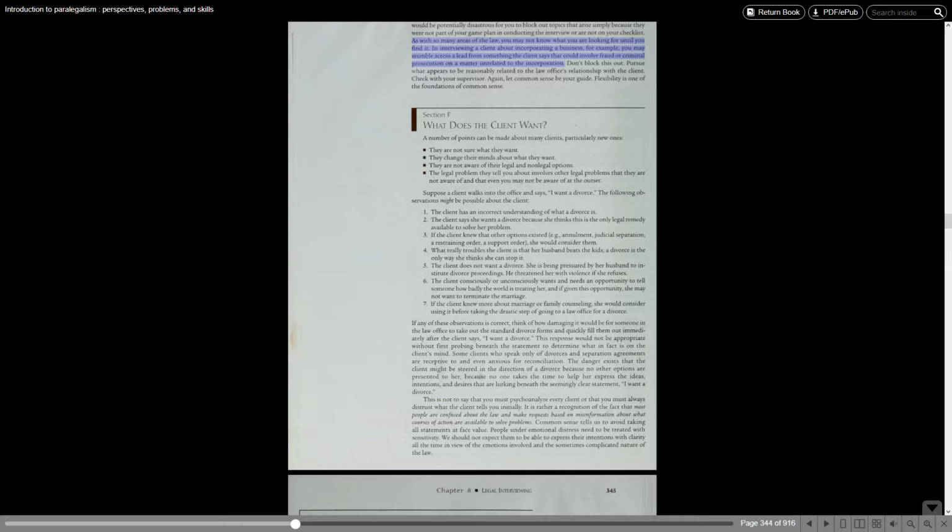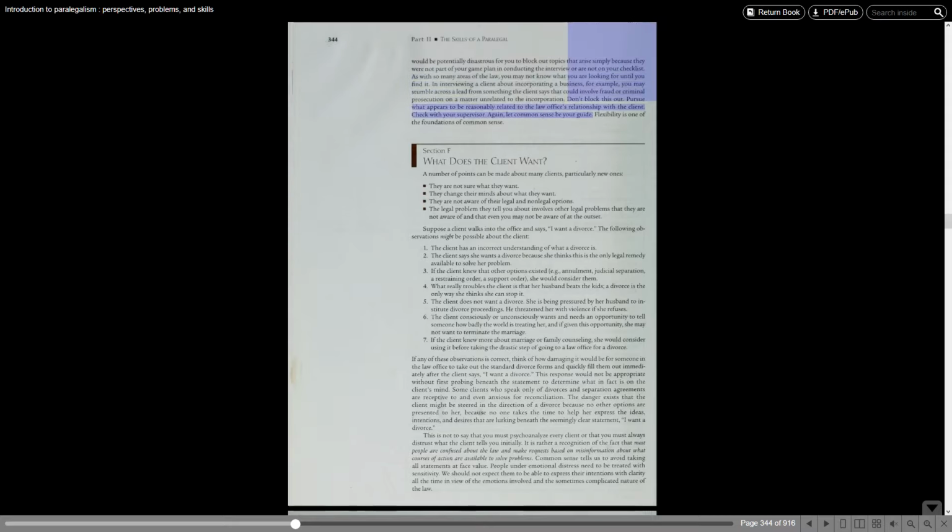As with so many areas of the law, you may not know what you are looking for until you find it. In interviewing a client about incorporating a business, for example, you may stumble across a lead from something the client says that could involve fraud or criminal prosecution on a matter unrelated to the incorporation. Don't block this out. Pursue what appears to be reasonably related to the law office's relationship with the client. Check with your supervisor. Again, let common sense be your guide. Flexibility is one of the foundations of common sense.